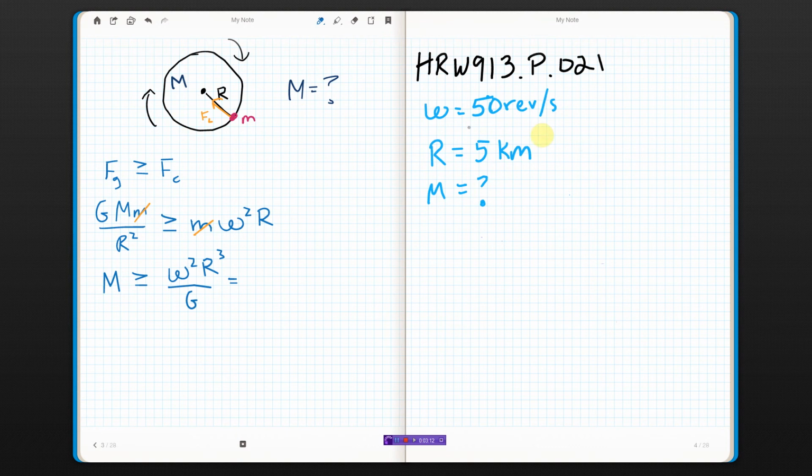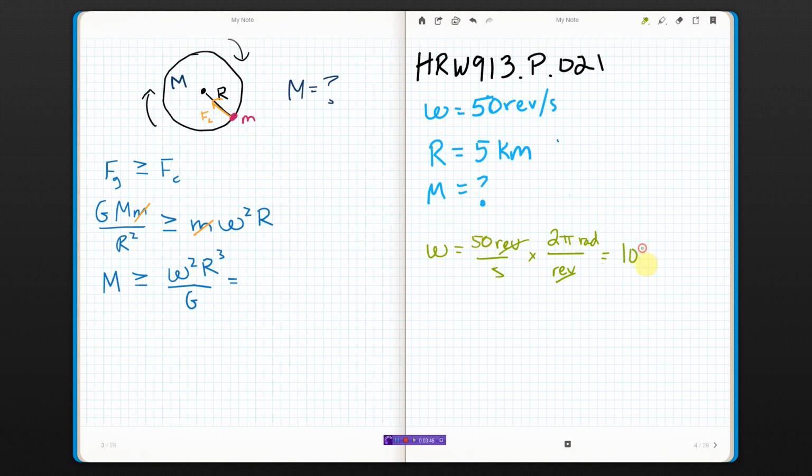All I have to do is put numbers in. I do have a little bit of a problem though. My numbers are not in standard units. Omega is in revolutions per second, and I need it in radians per second. So I'm going to multiply 50 revolutions per second by how many radians are in a revolution. One revolution is all the way around a circle, so that is 2 pi radians. Revolutions go away, and I end up with omega being 100 pi radians per second.